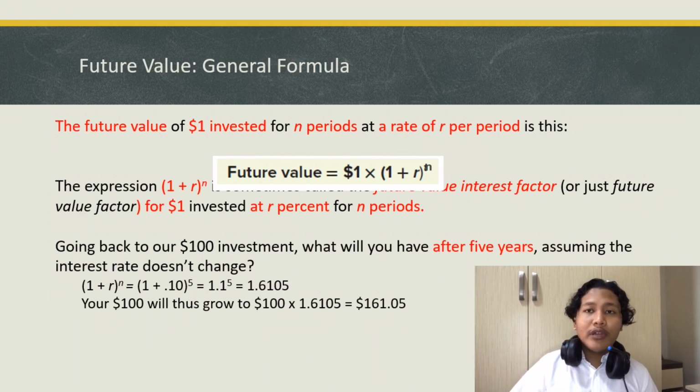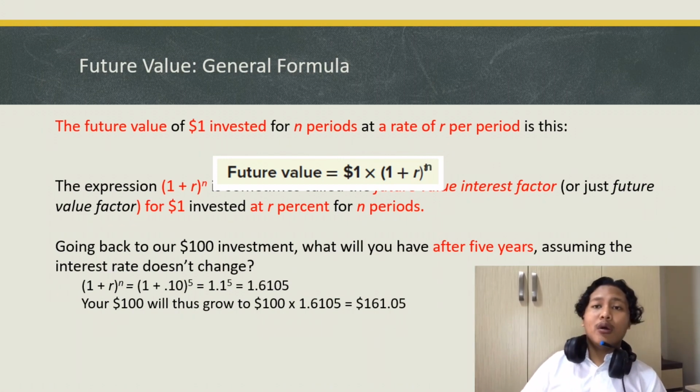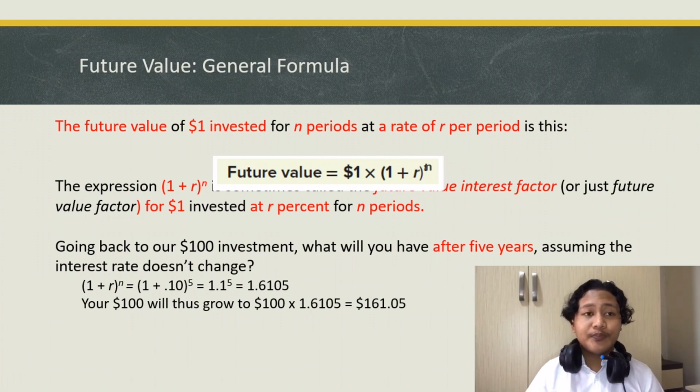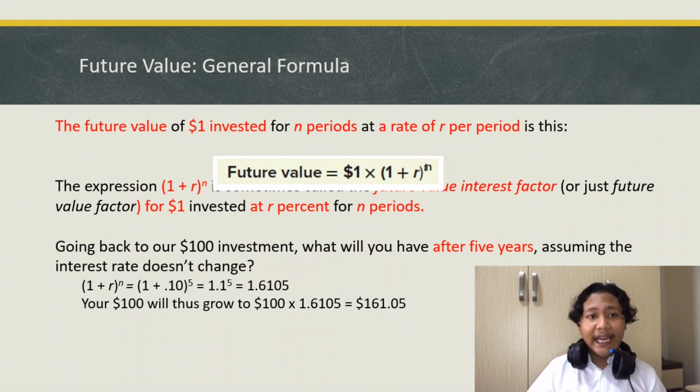Okay, so I will explain the concept of the general formula for the future value. The future value of $1 invested for n periods at a rate of r per period is this: future value equals $1 times (1 plus r) to the power of n, where n represents time periods and r represents the rate. The expression (1 plus r) to the power of n is sometimes called the future value interest factor for $1 invested at r% for n periods.